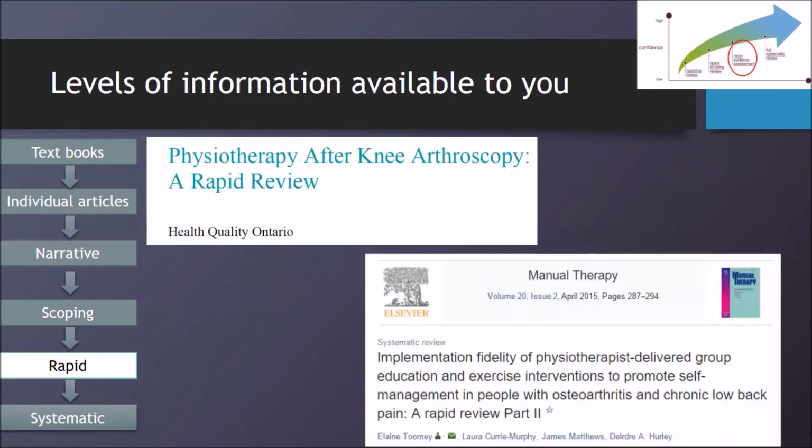Now this is an example. This slide shows you an example of physiotherapy after knee arthroscopy. This is a rapid review performed by the Government of Canada. And this is a second article which is presented in Manual Therapy Journal. It talks about implementation fidelity of physiotherapist-delivered group education and exercise intervention to promote self-management in people with OA and chronic low back pain.